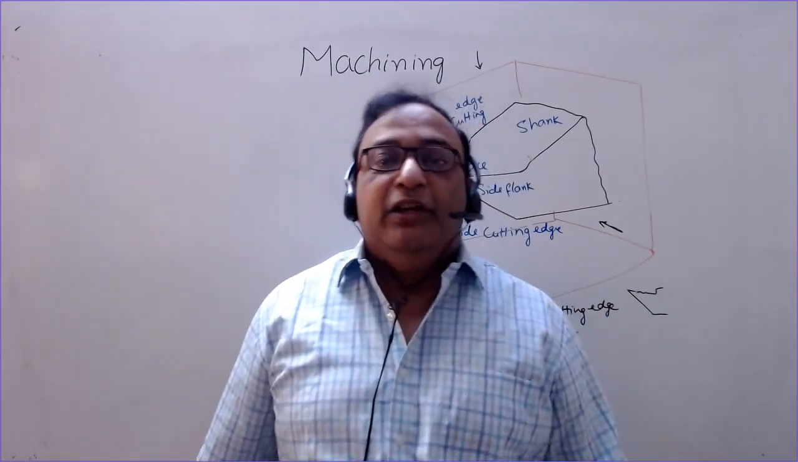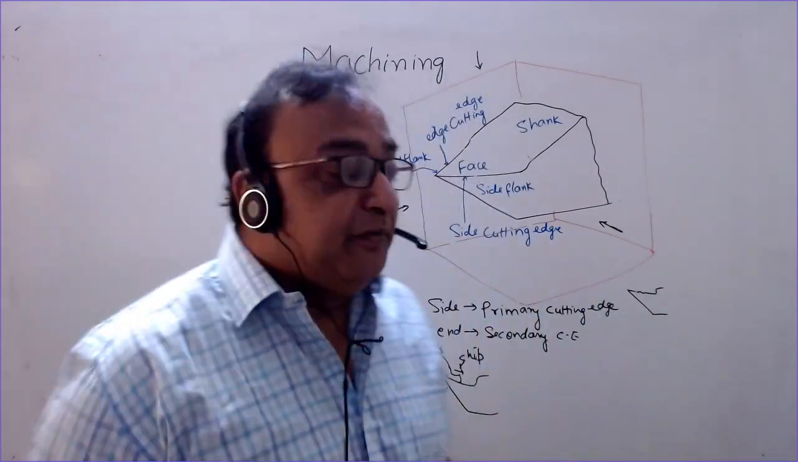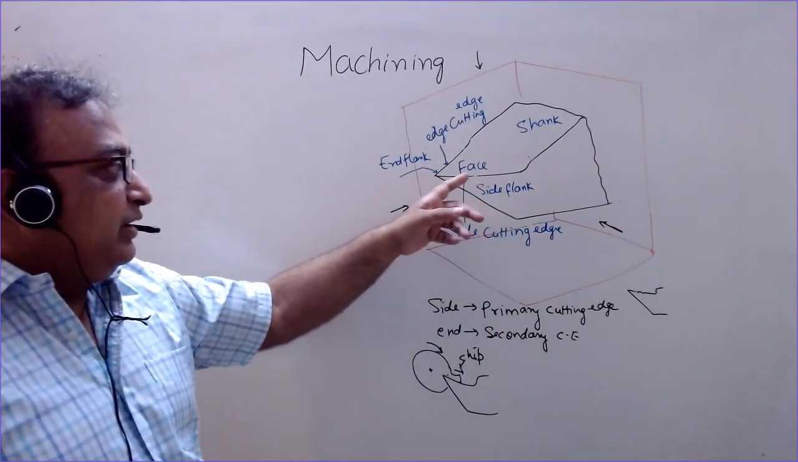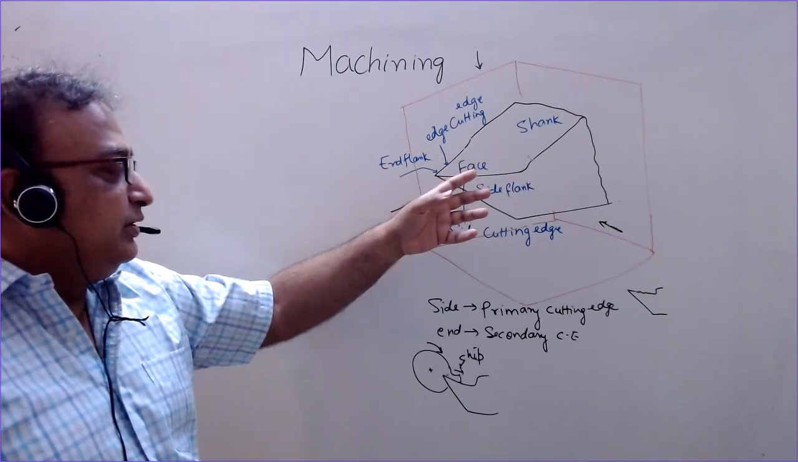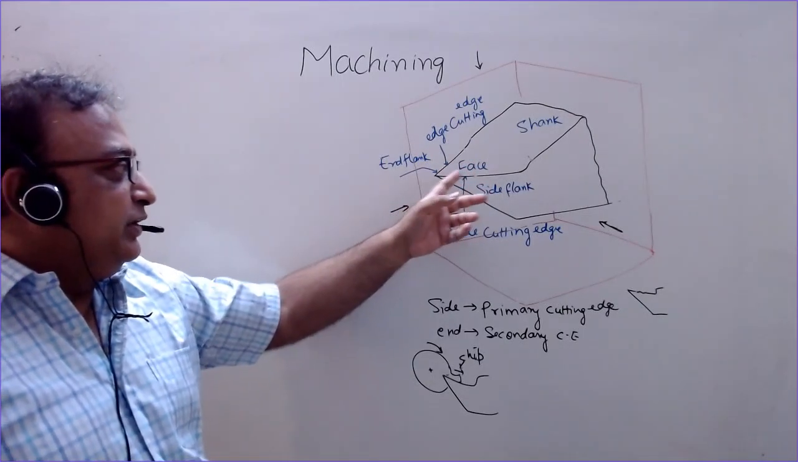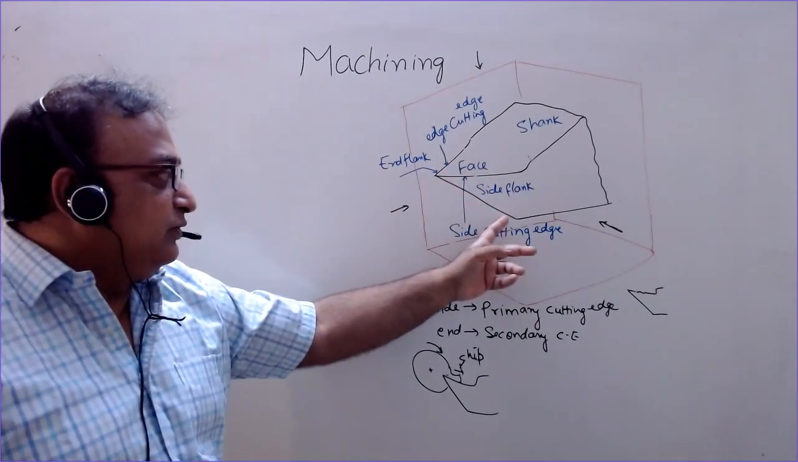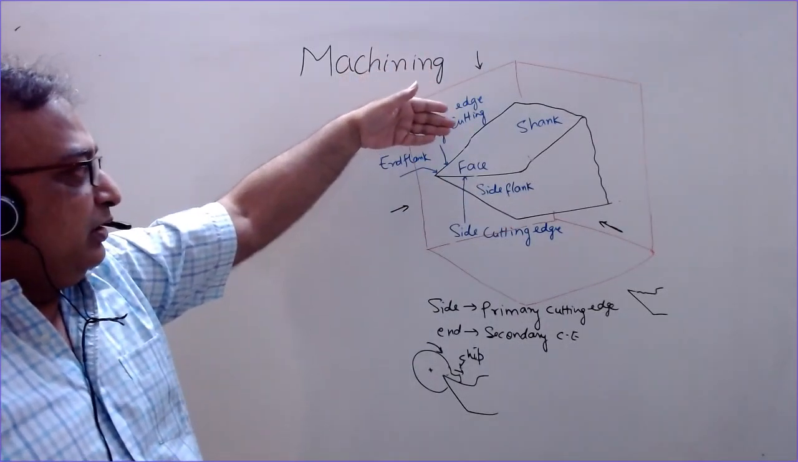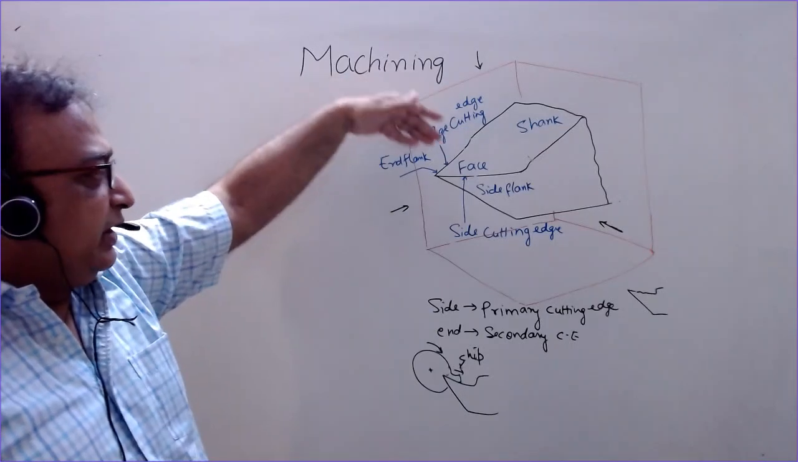Then we have the face or the flank. This is the face. Now there are two flanks. How are the flanks produced? With the intersection of the cutting edges with this edge of the tool. This is the side flank, and the other one below the end cutting edge is known as the end flank.